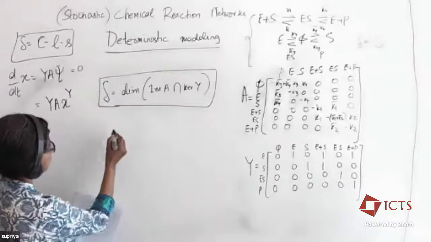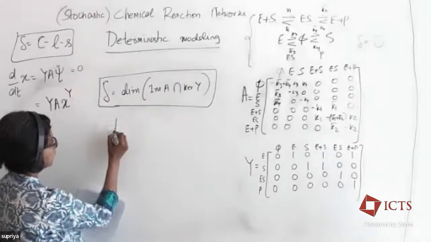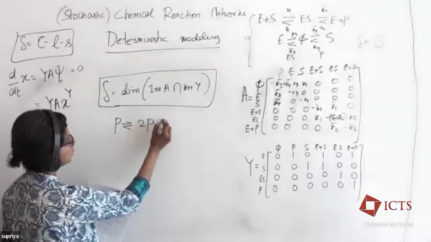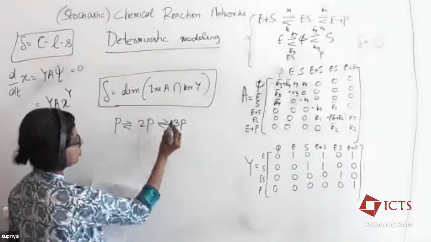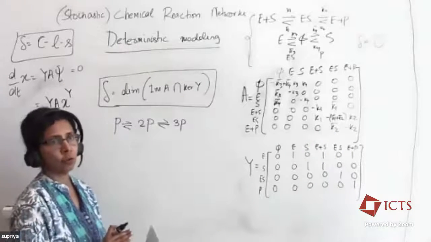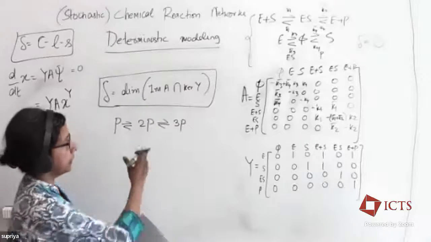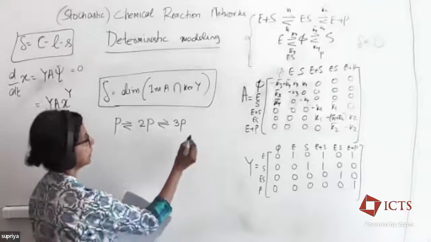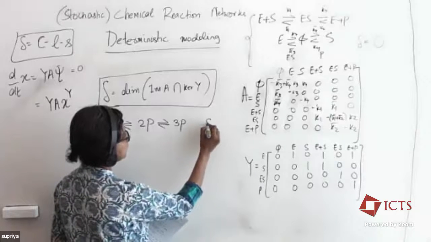Let's take a simple example of something like this. P goes to 2P goes to 3P. Some kind of birth-death process you can think of, okay? Which of course is sort of solvable. You can go indefinitely, 4P, 5P, okay? We mentioned this in the tutorial yesterday. And this has deficiency 1.